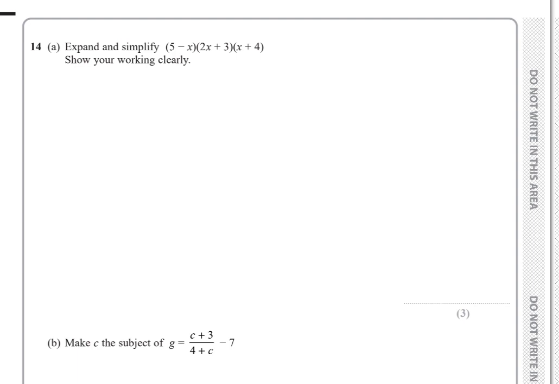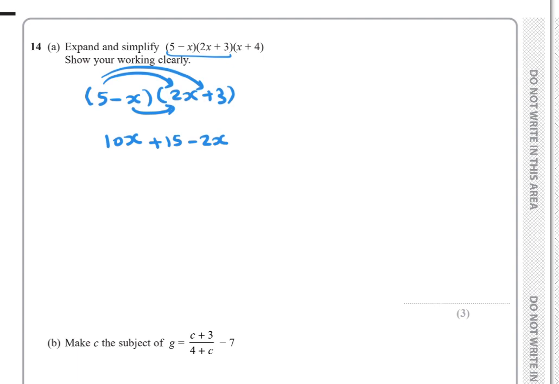Number 14a, expand and simplify (5 minus x)(2x plus 3)(x plus 4). We can start with any two of them. So if we start with the first two, 5 minus x times 2x plus 3: 5 times 2x is 10x, and 5 times 3 equals 15, negative x times 2x is negative 2x squared, and negative x times 3 is negative 3x. Now combine the like terms and arrange them.